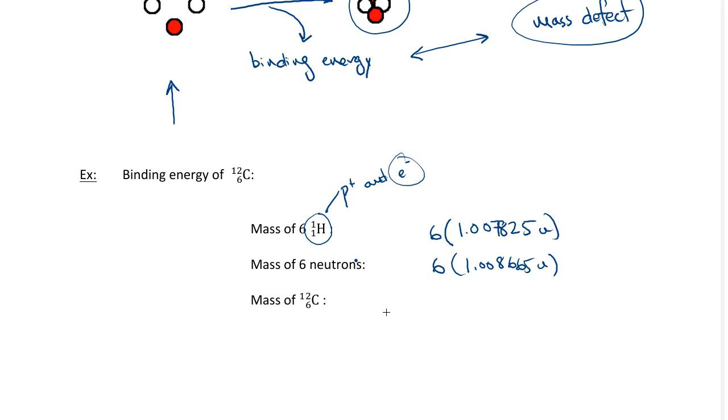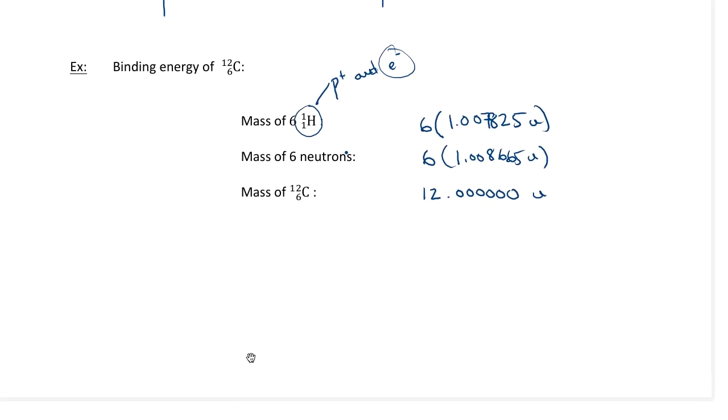On the right side, I have the carbon-12 atom itself, and we know that by definition, the mass of a carbon-12 atom is exactly 12 atomic mass units. So I'm going to write that with the same number of decimal places as I have here. And so that's the right side of my equation, the products. Now what I have to do is subtract them to find out the missing mass, the mass that has disappeared as I go from the left to the right side of the equation.